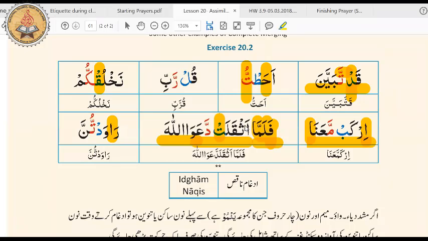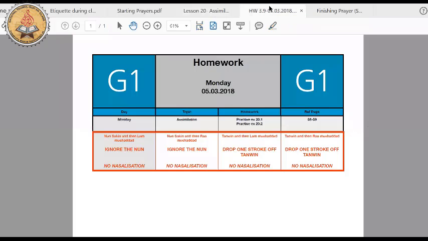Okay. What I'm going to do is I'm going to finish off here. I'm going to set you your homework, and your homework is actually the exercises that we did today, exercise 20.1 and exercise 20.2. So it's both the exercises that we had to go at today, and the page is page 58 and page 59.